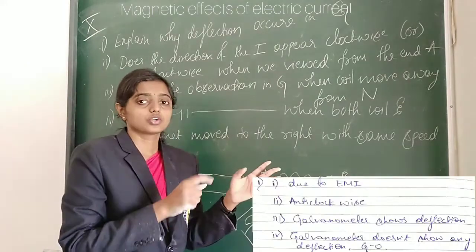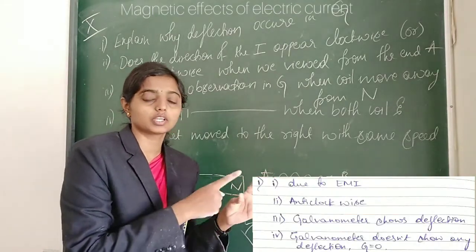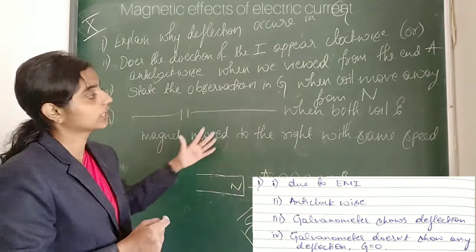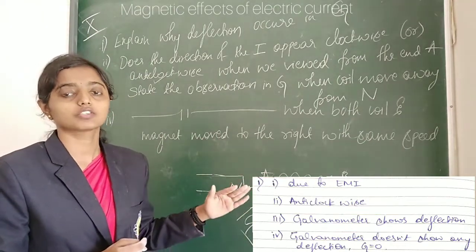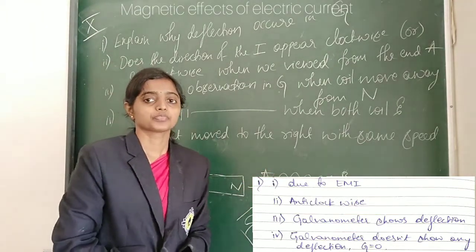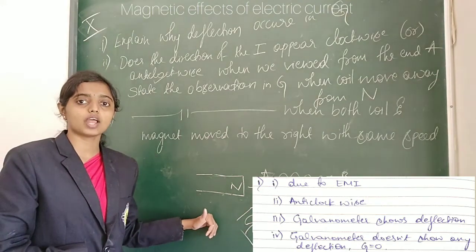To understand this, you should already know what happens in activity 1 and activity 2, and this is how we will get different types of questions for 4 marks from electromagnetic induction. In a similar way, I will give you homework, try to answer them also.